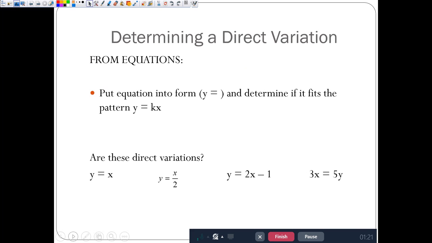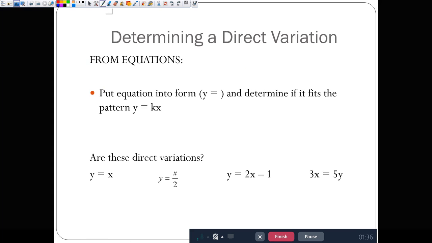So determining a direct variation from an equation, you put the equation in y equals and determine if it fits the pattern y equals kx. So it's going to be y equals a number, then x. Okay? So are these direct variations? This is y equals x. What number's in front of x? 1. So this is y equals 1x. Is this in the form of y equals kx? Yes.